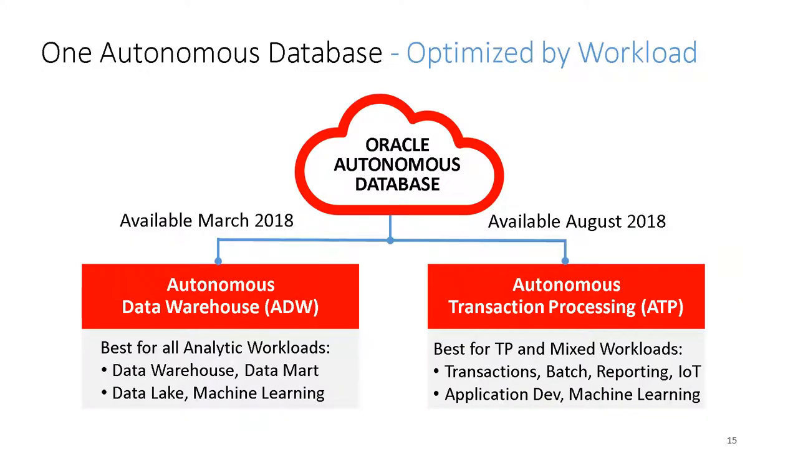Autonomous is actually a family of cloud services, with each member of the family optimized by workload. The first member in the family to become available was in March of this year and was called Autonomous Data Warehouse, optimized for analytical workloads such as data warehouse, data marts, or a data lake capability. The second member in the family that has just become available is Autonomous Transaction Processing. Autonomous Transaction Processing is optimized for transaction processing or mixed workload environments and makes an excellent platform for new application development.